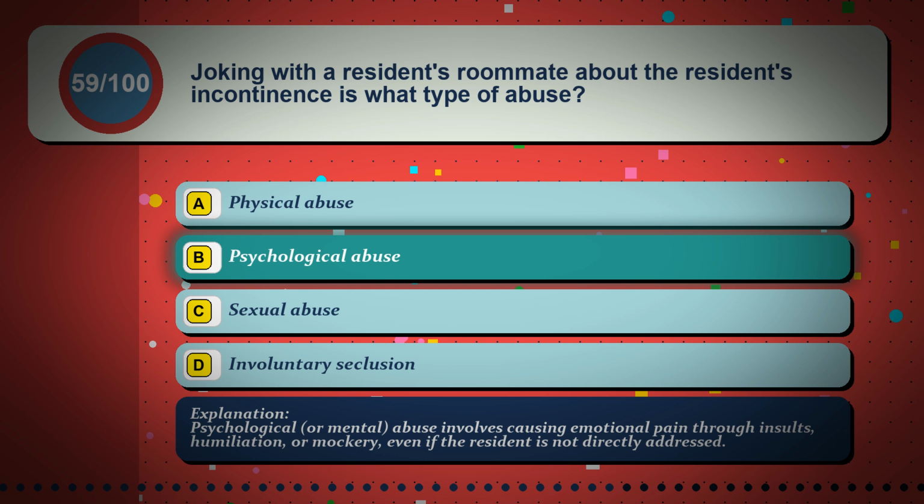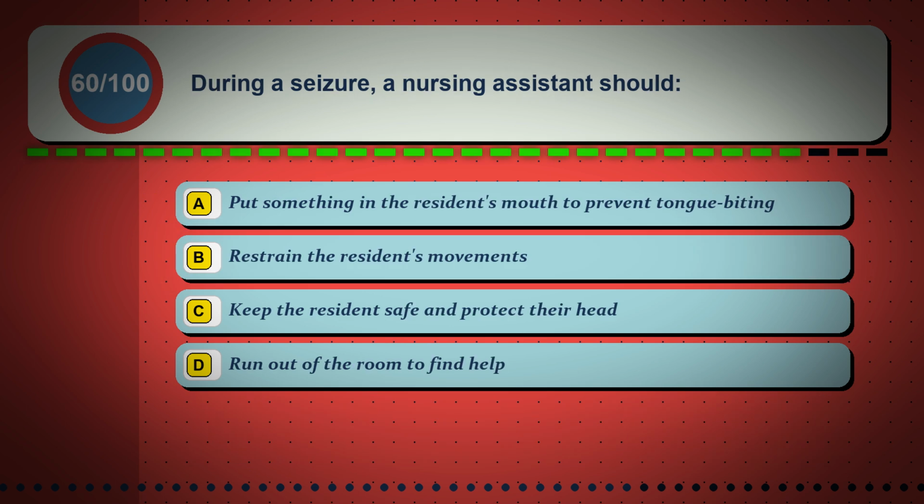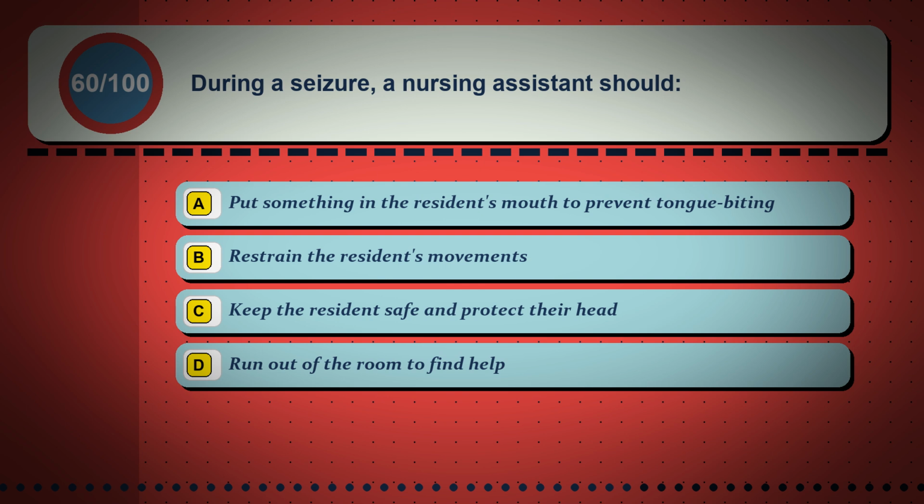Question 60. During a seizure, a nursing assistant should: Option A, put something in the resident's mouth to prevent tongue biting. Option B, restrain the resident's movements. Option C, keep the resident safe and protect their head. Option D, run out of the room to find help.